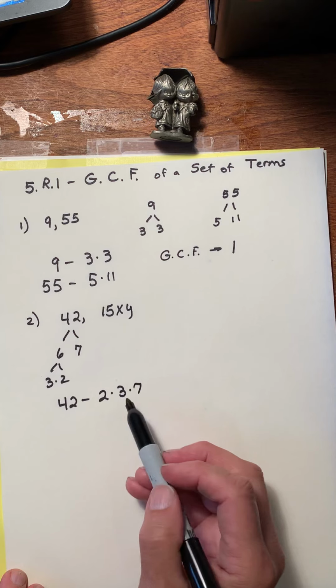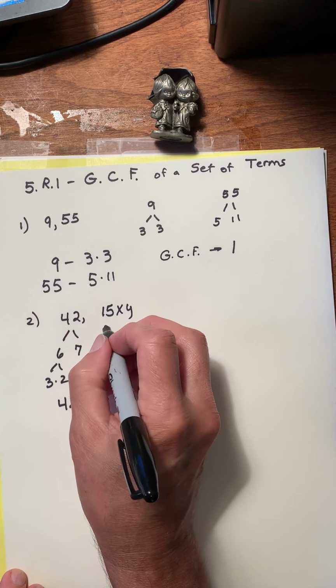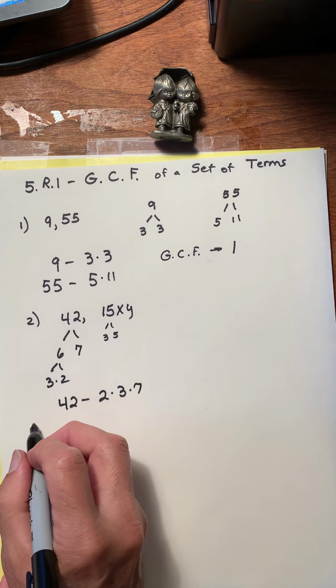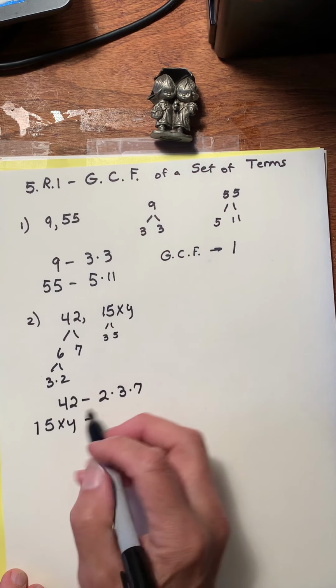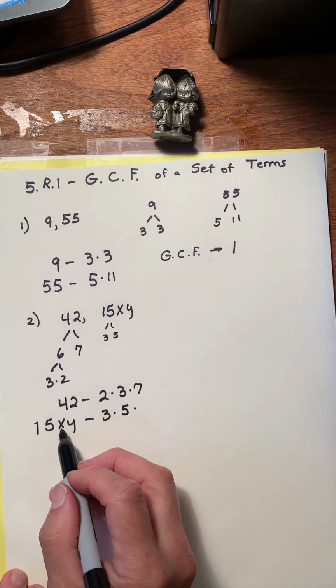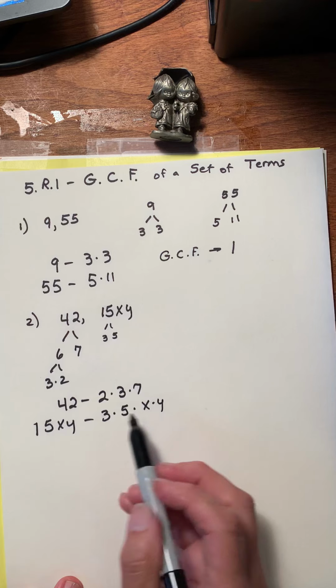Typically, when you write the factorization, it's from smallest to largest factor. 15 is 3 times 5. So 15xy. The 15 is 3 times 5. And I've got an x and a y, and just write them out as factors. So everything's listed as a factor.